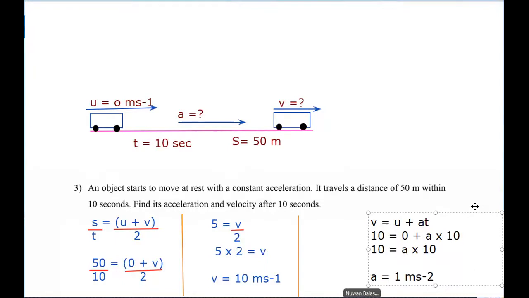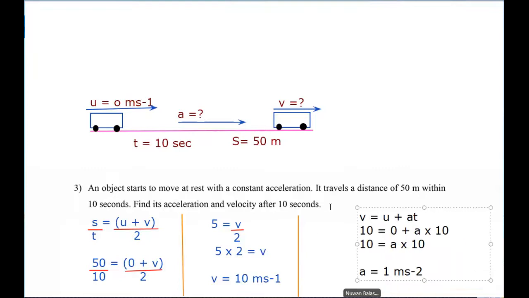Who got this answer? Lamai, who got this answer? Okay, I'm so happy. Very good. So now you know how to work with the linear motion equations. The first 10 questions, 5-6 questions will be much easier. With time, I'll increase the depth there.